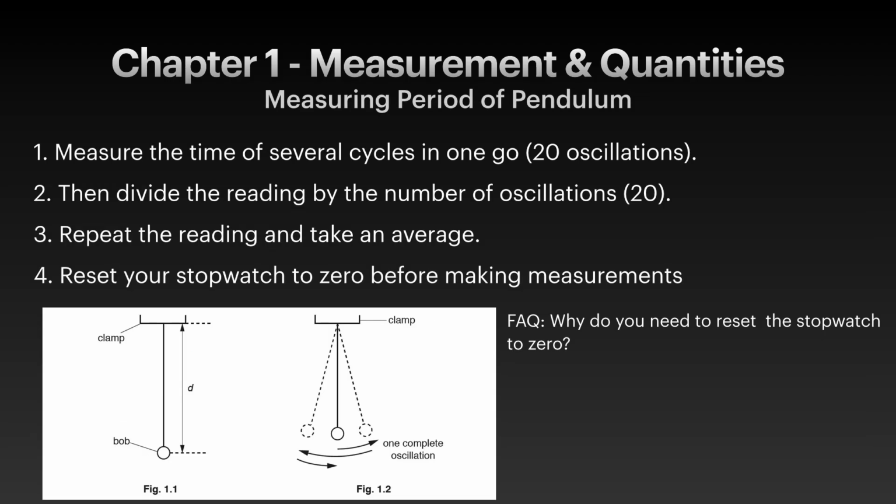Measuring the period of a pendulum requires multiple swings, since a single swing would be inaccurate due to human reaction error. Let's say 20. After recording your time, divide the total time by 20. Repeat it and take an average to reduce random errors. And always remember to reset your stopwatch before starting. This avoids systematic errors.